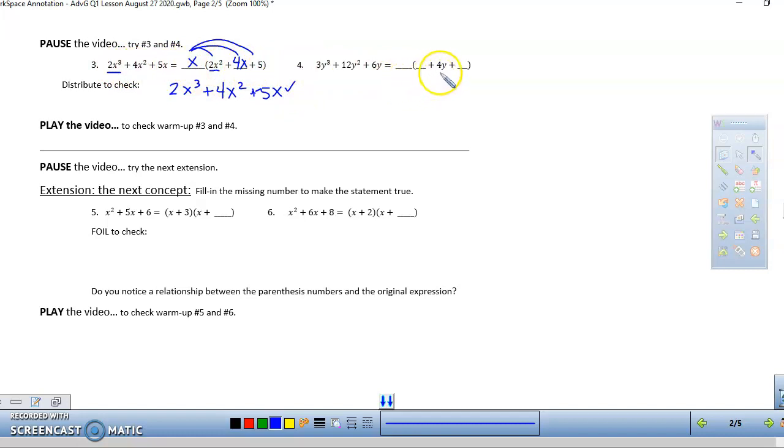Second one. So the only thing we're given here is the 4y in the middle. So we'll compare that with the 12y squared. So something times 4y is 12y squared. That's going to have to be a 3y. Okay, so that's 12y squared in the middle. 3y times something is 3y to the third. So that is going to have to be a y squared to get 3y to the third. And then lastly, something times 3y is 6y. That is going to have to be a 2.